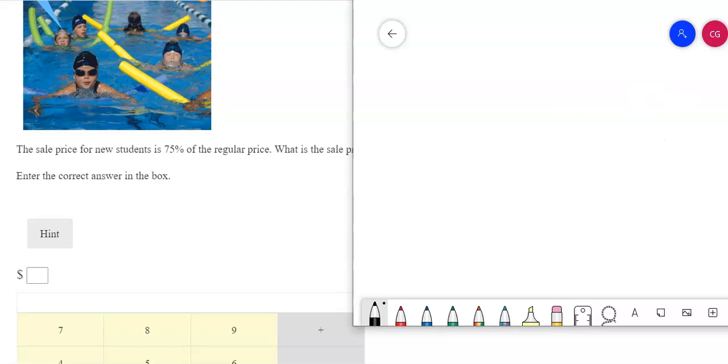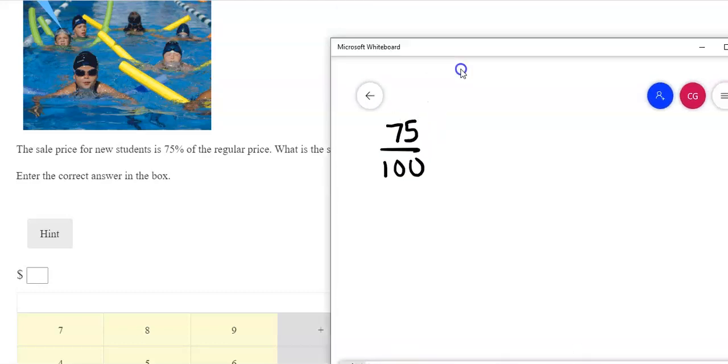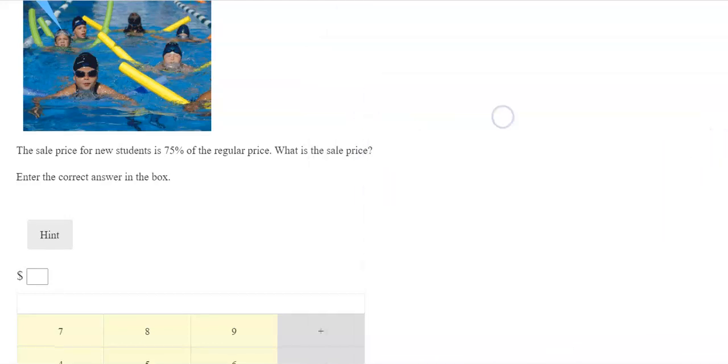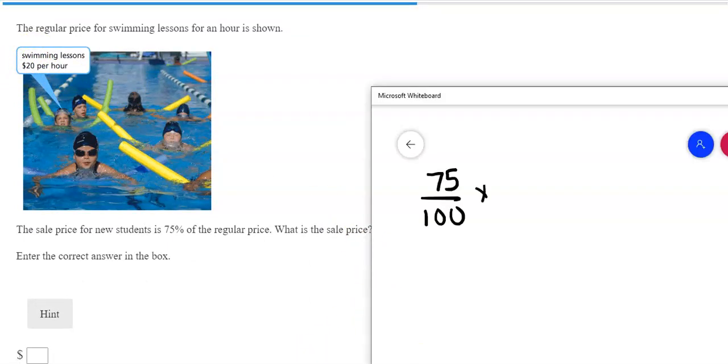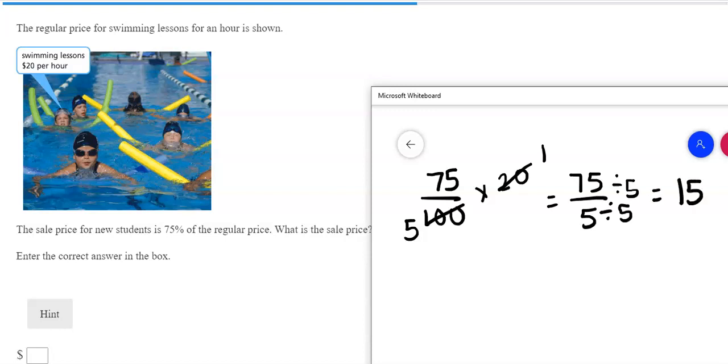So 75% is 75 over 100. And the other number that we're going to use is 20 because that's what's right there. So times 20. I'm going to cross cancel. 20 goes into 20 once. 20 goes into 100 5 times. So I get 75 over 5. I'm going to simplify by 5. When I do that, I get 15.